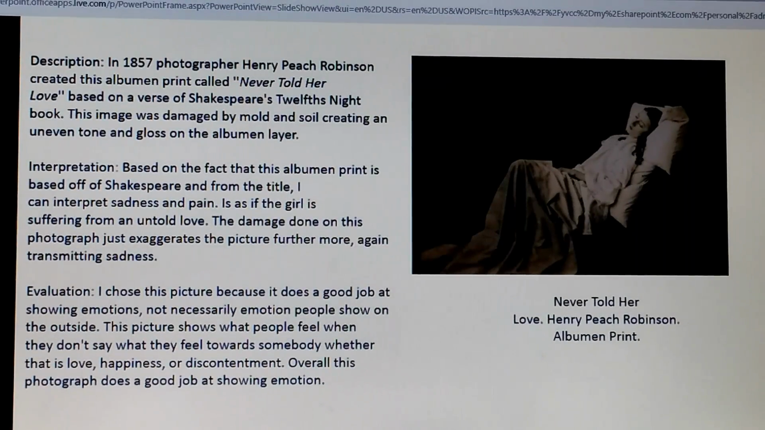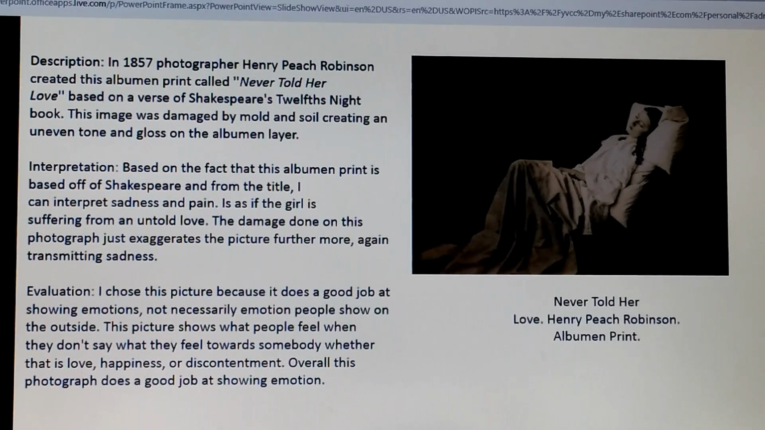As for the description, interpretation, and evaluation part of the assignment, I chose another photographer who used albumin prints. His name was Henry Peach Robinson, who in 1857 created the albumin print Never Told Her Love, based on a verse of Shakespeare's Twelfth Night book. This image was damaged by mold and soil, creating an uneven tone and gloss on the albumin print.